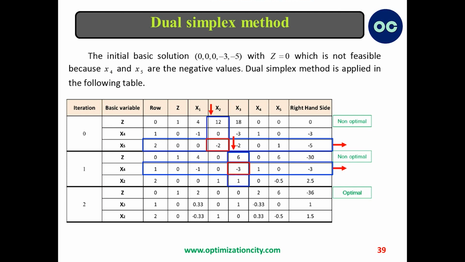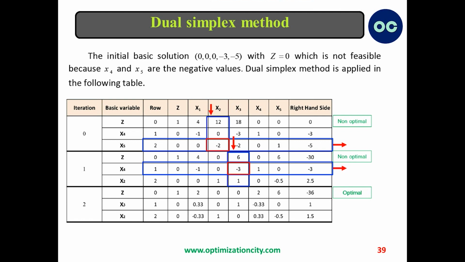Start with the initial basic solution 0, 0, 0, -3, -5, which is not feasible due to the negative values of x4 and x5, which are -3 and -5. We will now apply the dual simplex method using the table below. This is a dual feasible solution, or primal optimal, but not primal feasible.